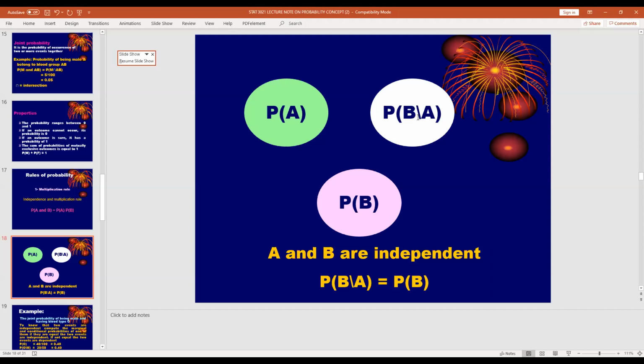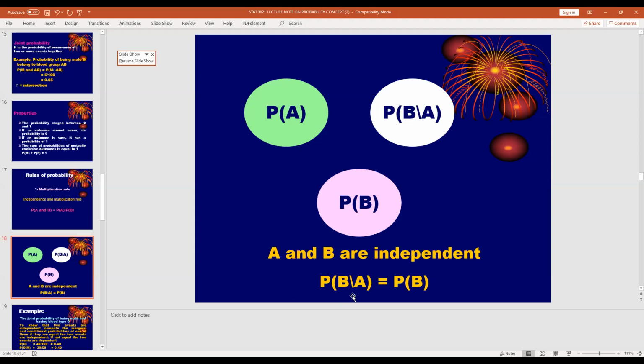Now, when do we say A and B are independent? We have three conditions for A and B to be independent. But if you look at it from the English meaning, we say two events are independent if and only if they can occur together. If they can occur together, then the occurrence of one does not depend on the other. That is the meaning. If the occurrence of one does not depend on the other, then the probability of B occurring given A will be equal to the probability of B.